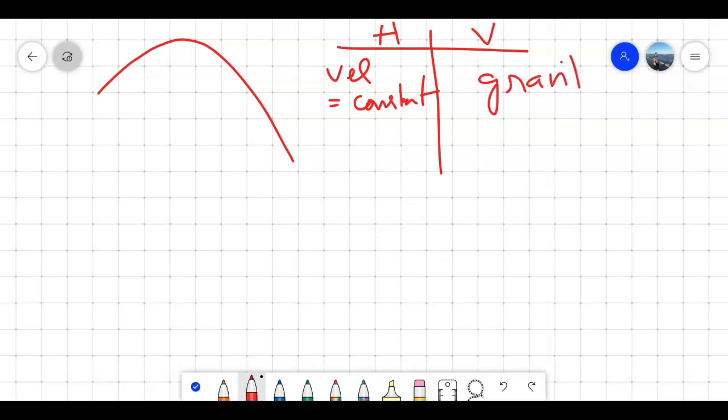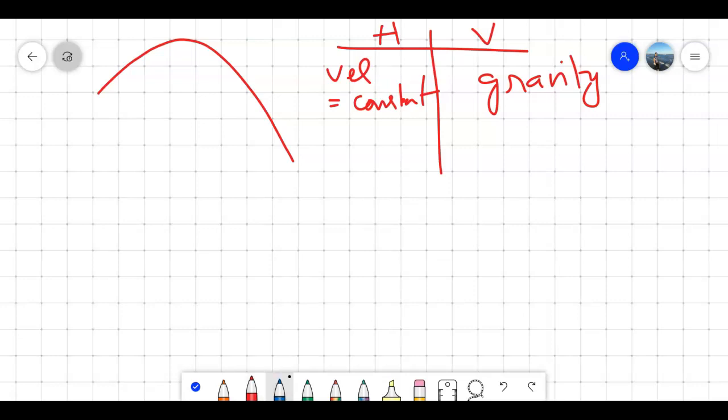So that means while it is going up, it is going against gravity, so its vertical velocity will decrease, becomes 0 at the top, and then while falling down, it's falling in the direction of acceleration due to gravity, so its velocity will increase all the way down. So vertical velocity is influenced by gravity.